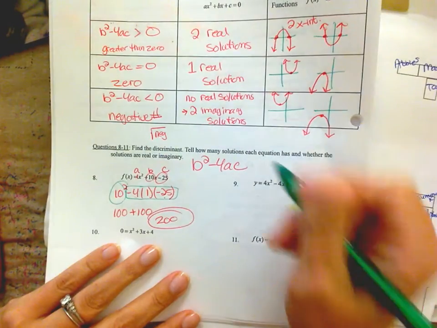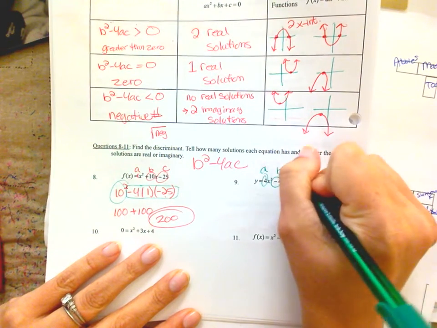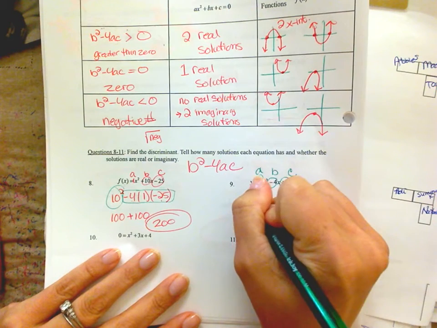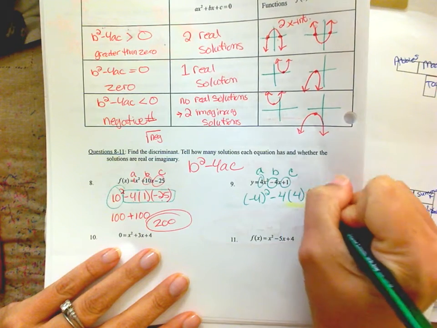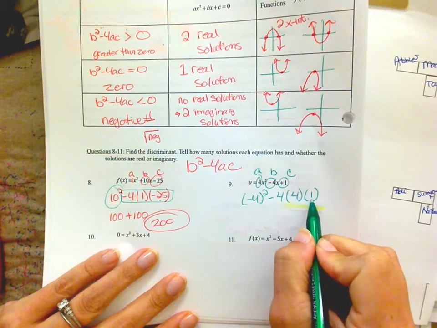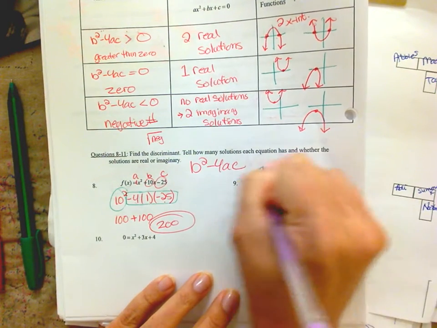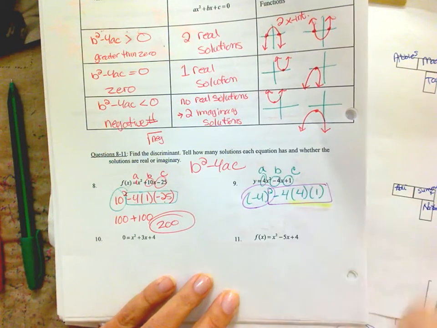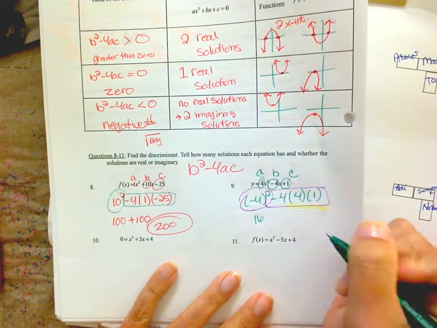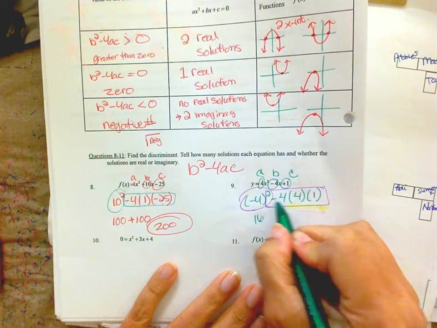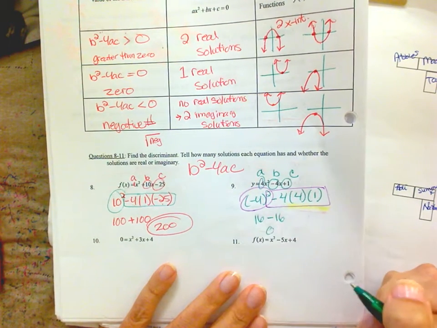Number 9, your a is 4, b is negative 4, c is 1. So b squared is negative 4 squared, minus 4 times a times c, 4, 4, and 1. Again, please make sure you're doing these. Your b squared, you do all as one part, and minus 4ac, you do all as one part, and then work with those two. So this is positive 16. Your minus 4ac, there's only one negative, so it's a negative 16. So we end up with 0.